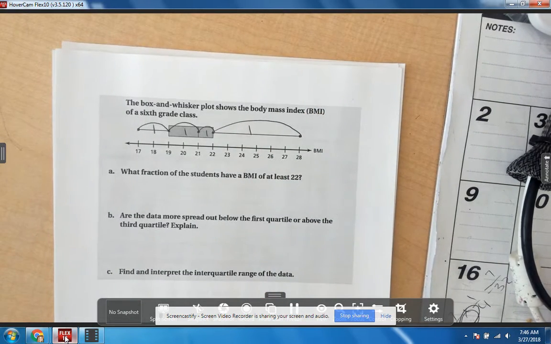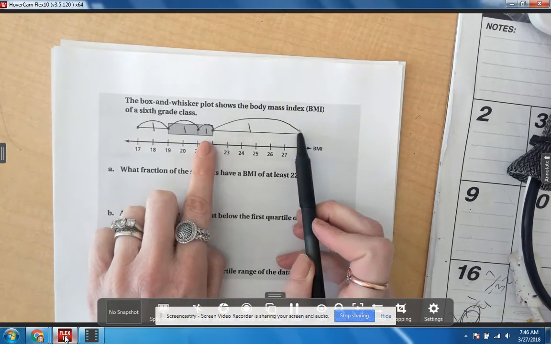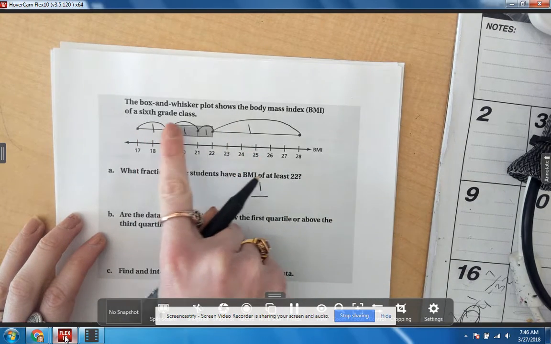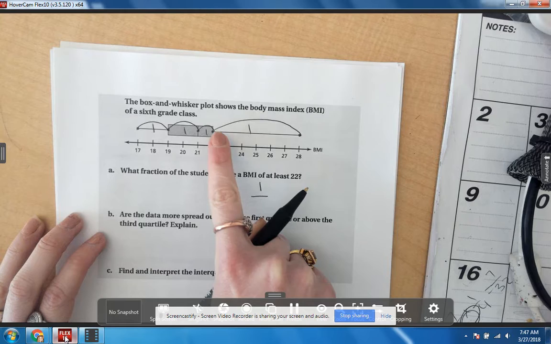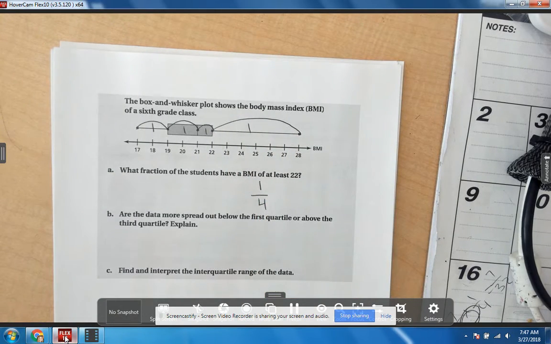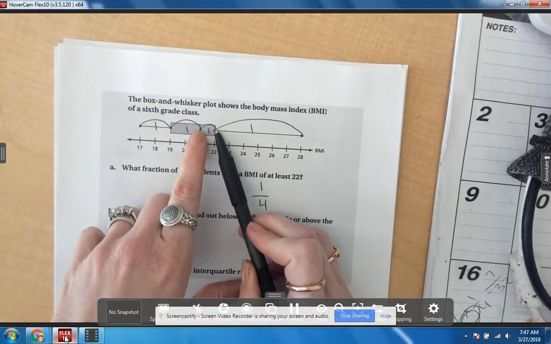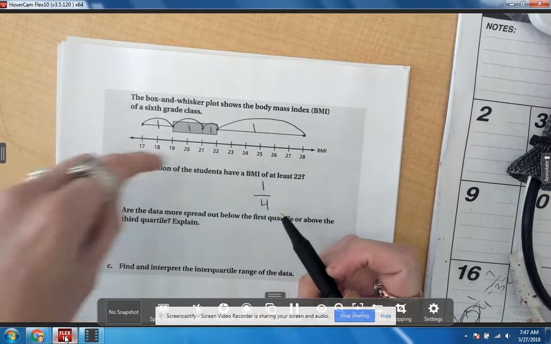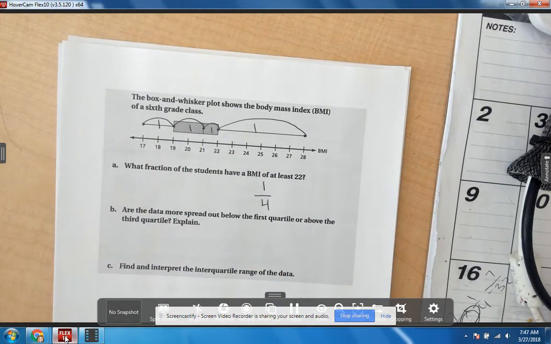So when they ask what fraction of the students have a BMI of 22 or higher, that is 1 section out of a total of 4 sections. There's 1, 2, 3, 4 sections. 22 or higher is just 1 section out of the 4. If I asked what fraction of the students have a BMI of 22 or less, that would be this section and this section, so 3 sections out of 4, which would be 3/4. So it's always going to be 1/4, 2/4, 3/4, or 4/4.